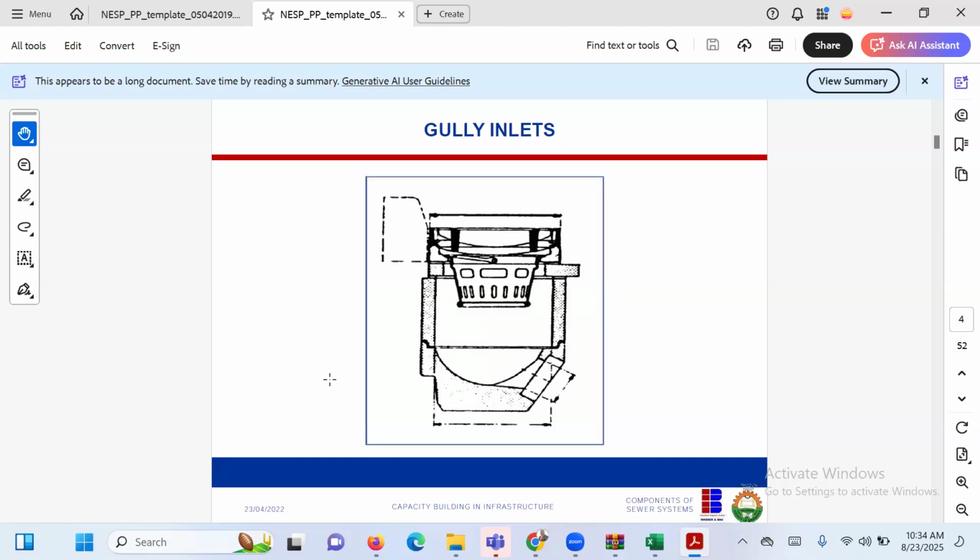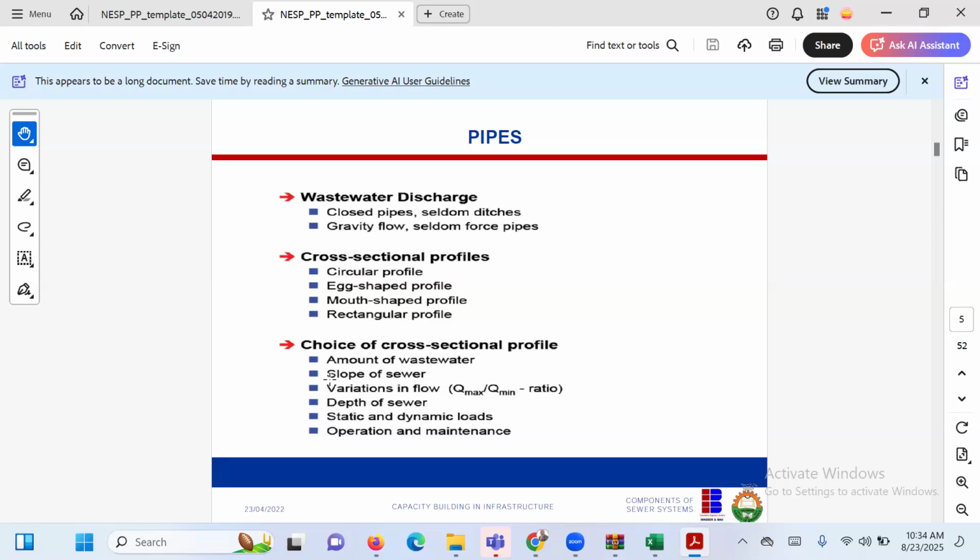So this is what the gully inlet looks like. Then for the pipes, we have closed pipe and gravity flow, and you seldom use forced pipes. The cross section can be circular, egg-shaped, mouth-shaped, or rectangular. What influences your choice of cross section is usually the amount of wastewater. It's also a function of the slope of the sewer, the variation of flow, and the depth of sewer.